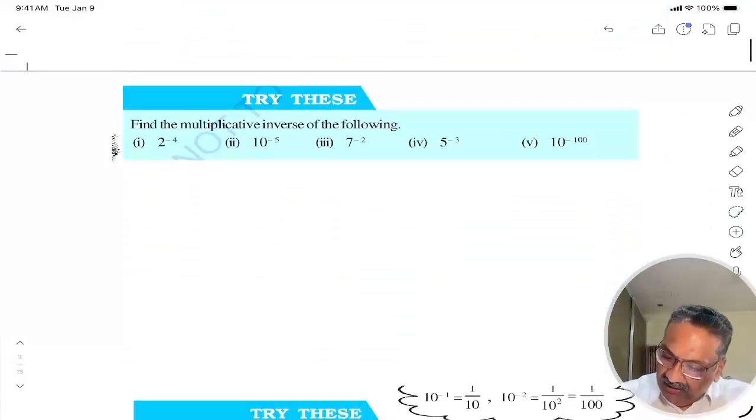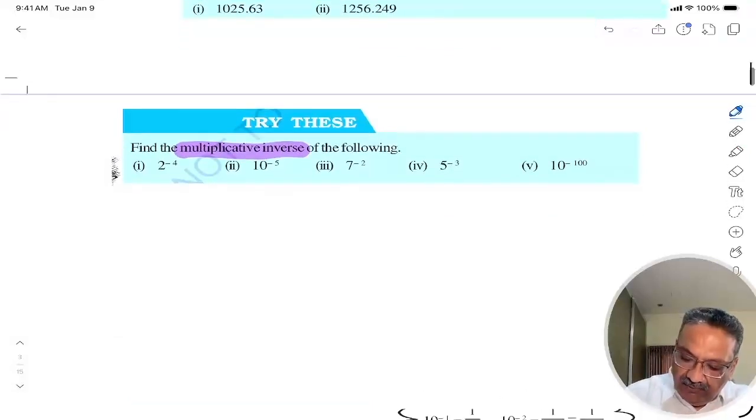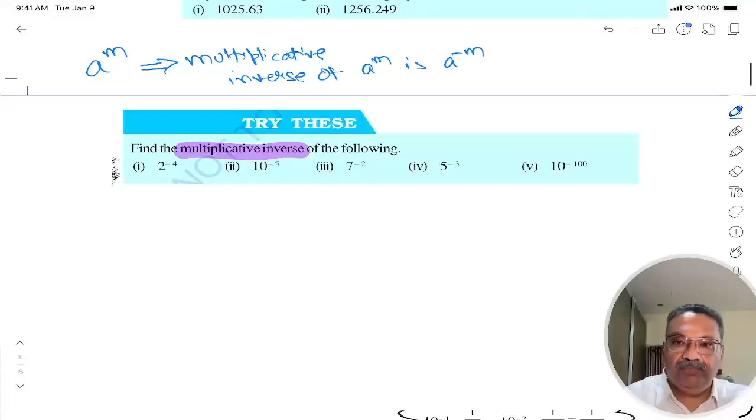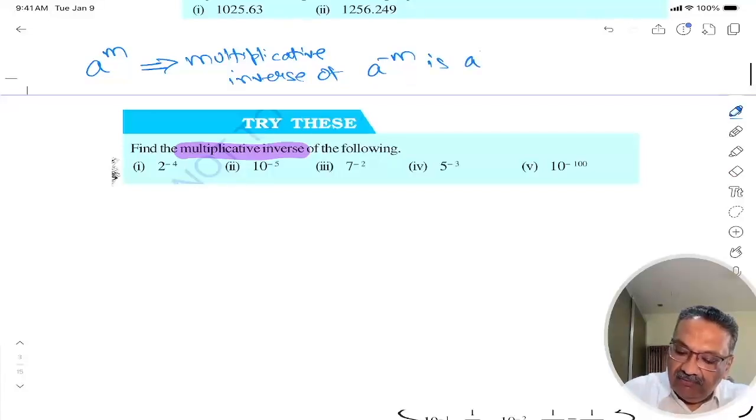Okay, so here they have asked to find the multiplicative inverse. In the Power Play textbook they have not mentioned what a multiplicative inverse of a number is. So I would like to say that if we have a to the power of m, then the multiplicative inverse of a to the power of m is a to the power of minus m. Similarly, the corollary is also true. That is, the multiplicative inverse of a to the power of minus m is a to the power of m.